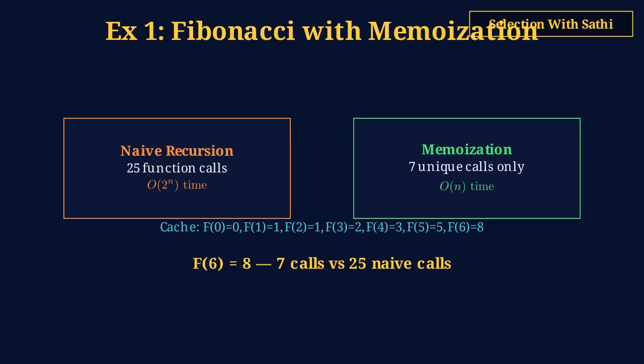With memoization, when f(5) needs f(4), it finds it already in the cache. Similarly, f(3) is cached, f(2) is cached. We only compute 7 unique values, f(0) through f(6). f(6) equals 8, computed in O(n) time and O(n) space.